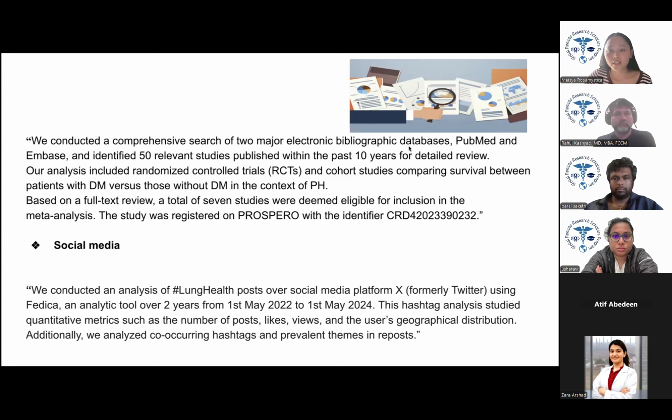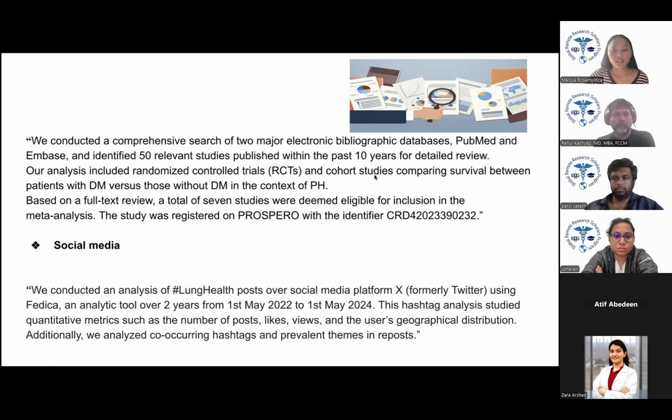So they describe the list of databases. They describe PubMed, Embase, and then how many studies they identified in the first place. So that was 50 relevant studies published within the past 10 years for detailed review. And then they mention what type of study they included. So it was RCT and cohort study.